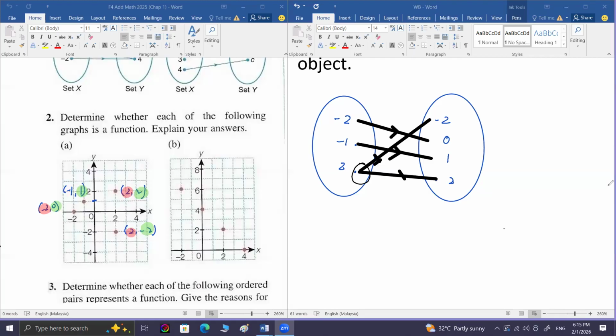Yes, Jaden, you got a correct answer. So class, is it a function or not a function? A function, Harin. There you see -2. You see the x-axis. This is -2, yeah, -2.